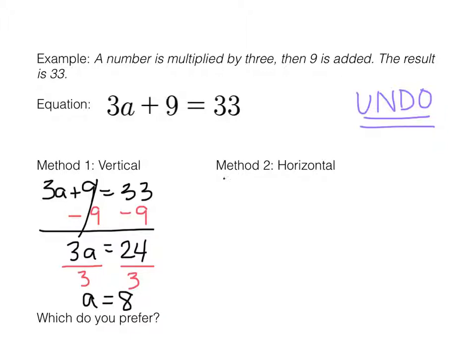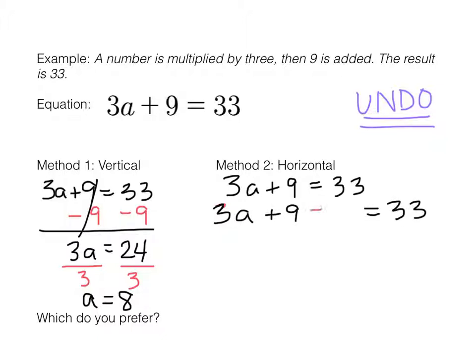Now let's do the same thing, but let's use the horizontal method. So this time we're going to start off again by subtracting 9. But instead of showing it straight up and down, we're going to show it horizontally. Now, plus 9 minus 9 cancels out, and I just have 3a on that side. And 33 minus 9 is 24.